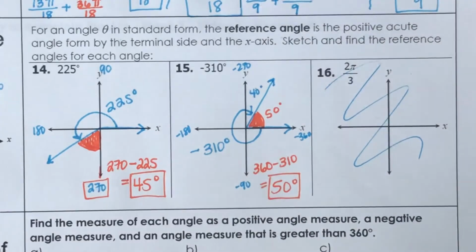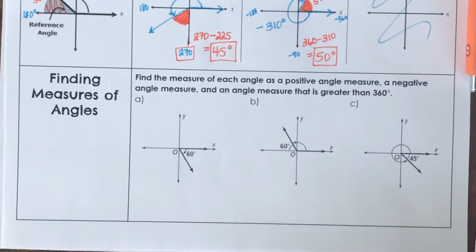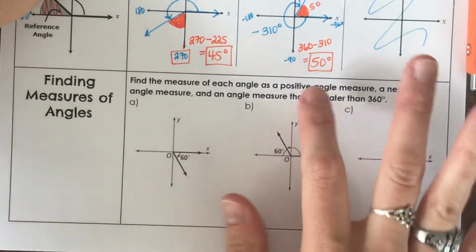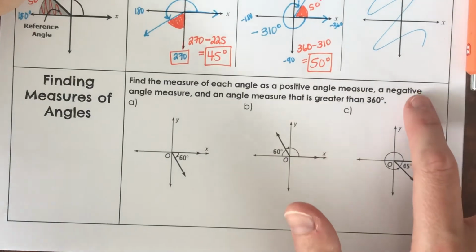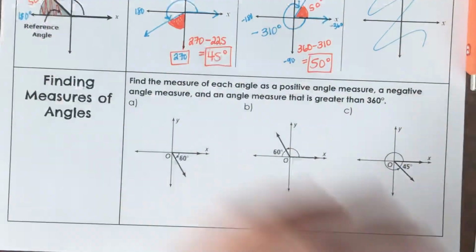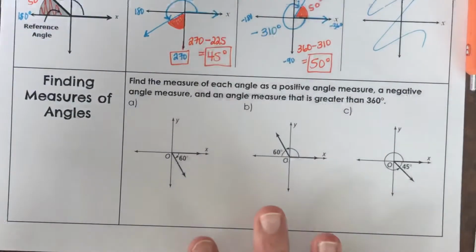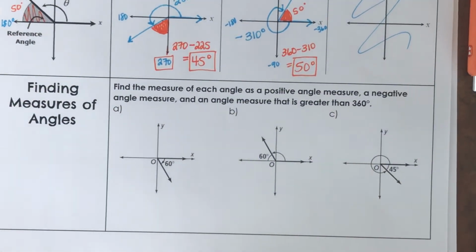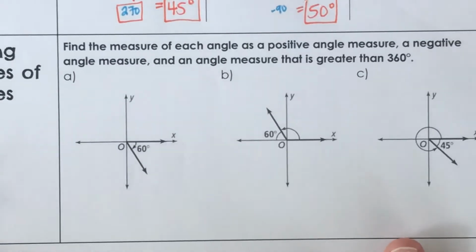I don't want to do radians right now. Okay, so we're going to do some examples here where we find the measure of angles. So we're going to find the measure of each angle as a positive angle measure, a negative angle measure, and an angle measure that is greater than 360 degrees. So we're finding terminal angles for each one of these.